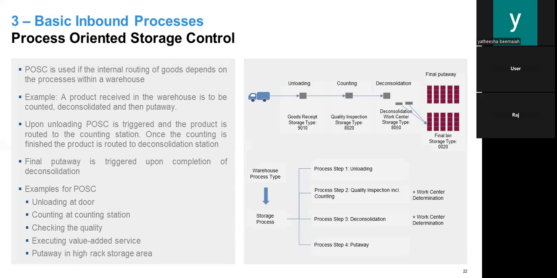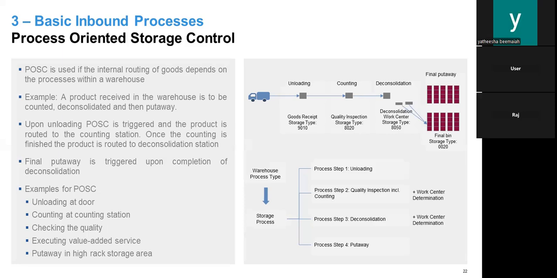But when it is received, we need to do the repacking, and then we need to send it to different storage bins. In that case, we cannot just receive it and keep it in one of the storage bins. But in the system, we need to set up the process oriented storage control. So what will it do?